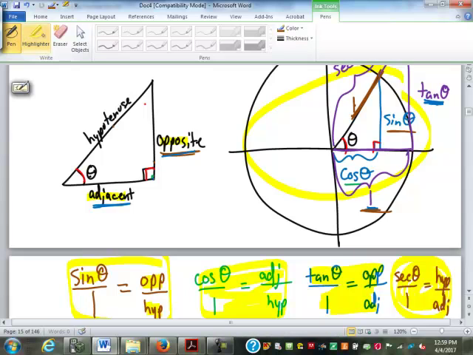So from that right triangle, we can define the value of those trig functions as ratios of sides. We don't have to look at the unit circle anymore, because realistically, on the unit circle, how are we going to measure those lengths to find the sine, cosine, and stuff anyway?